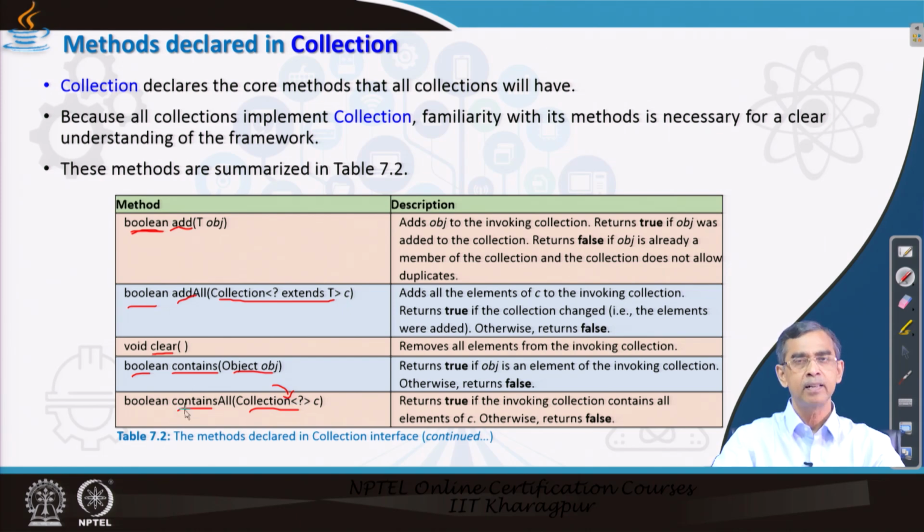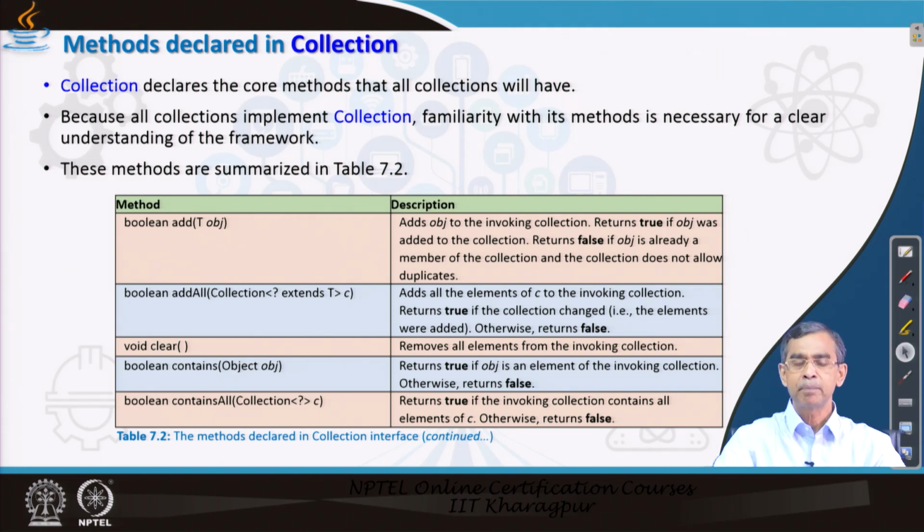If it is there, return true. If it is not there, return false. And here, the collection that you passed and the collection it is there, not necessarily in the same sequence or same order, in any order, it will search one by one and then check if all are present there or not. So, these methods are explained in an understandable form.